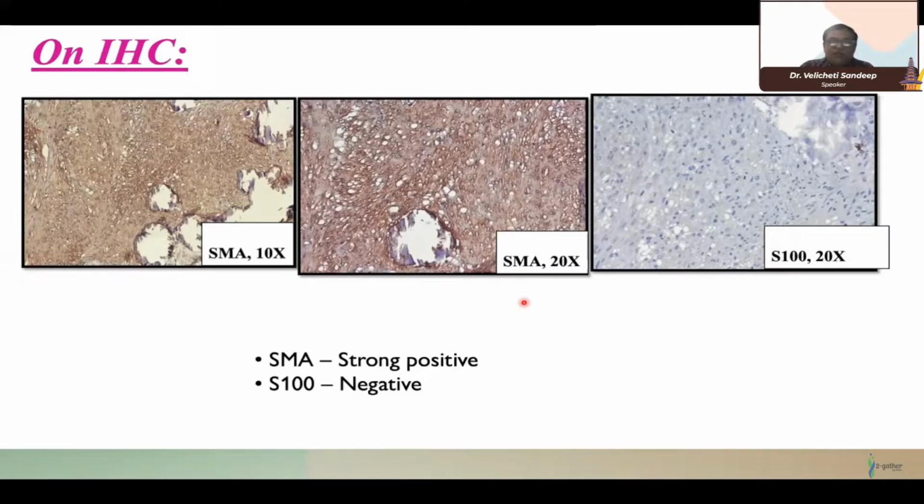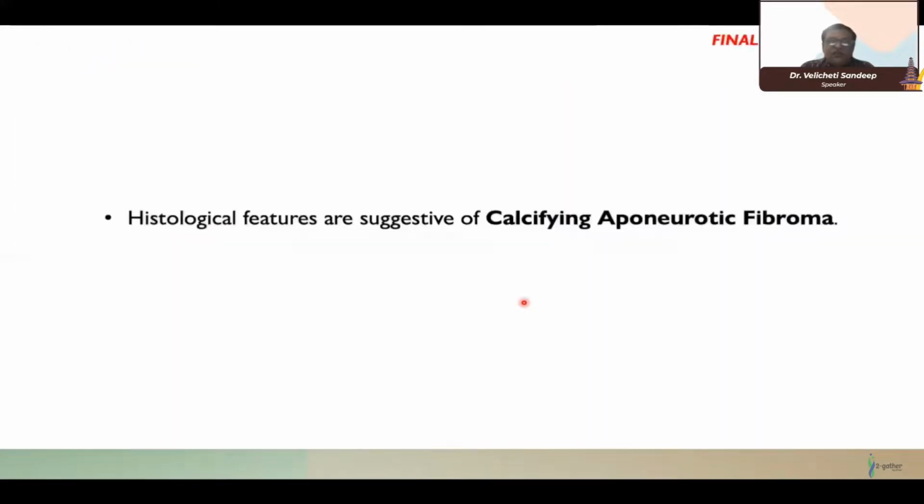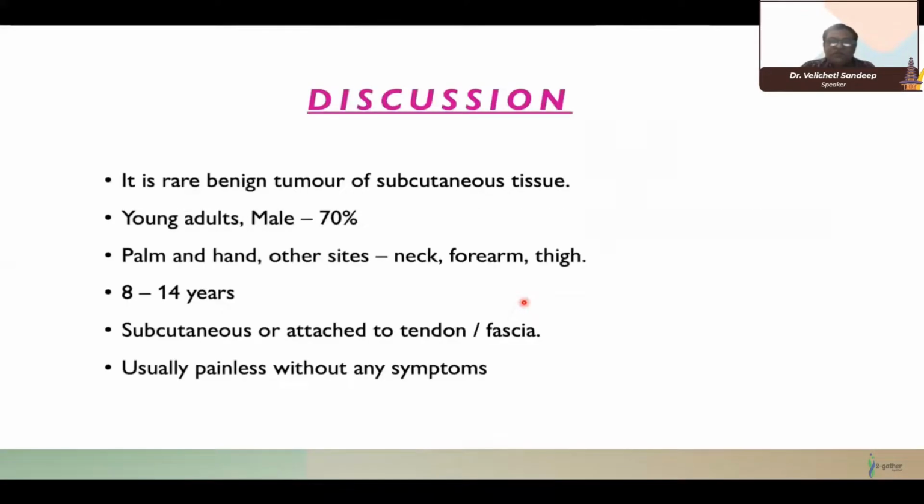Further, after the histopathology, we have done SMA immunohistochemistry and S100. SMA is strongly positive and S100 negative. With this biopsy, histopathology and IHC together, they concluded this to be a calcifying aponeurotic fibroma. So then when we went back to the literature, it is exactly correlating what has been described already in the various case reports. Calcifying aponeurotic fibroma, CAF. So that is our final diagnosis.